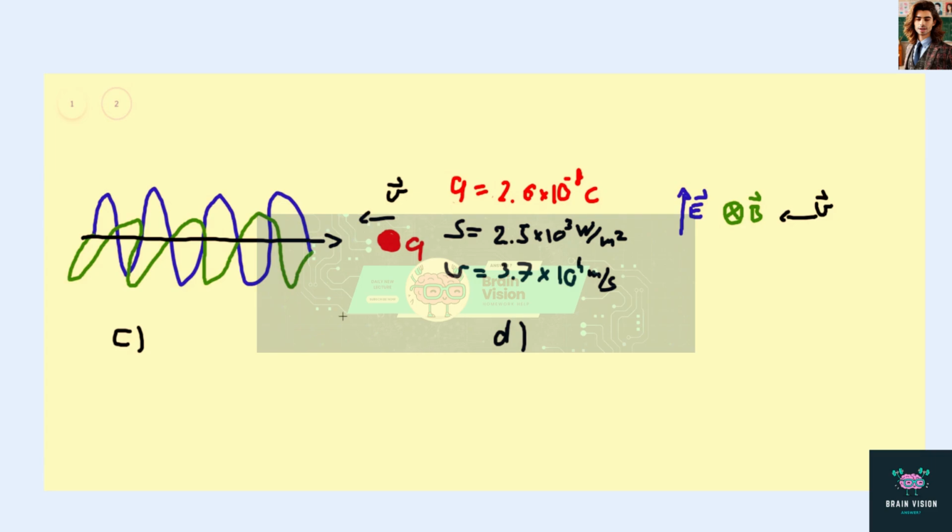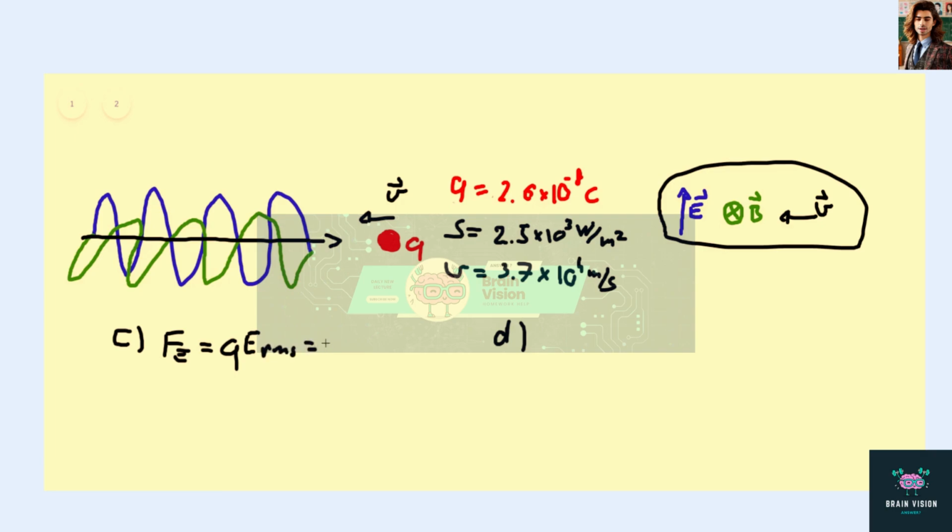And so we're going to have a velocity of the particle that's moving perpendicular to the magnetic field. So the directions are over here. The electric field is along the vertical, the magnetic field is going into and out of the page, and the velocity is pointing left, perpendicular to both the electric field and the magnetic field. So the electric force, F_E, is completely unaffected by the fact that the charge is moving. So again, this is just Q E_rms, the same value as we had before.